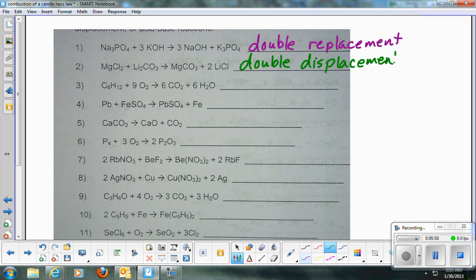What about number 3? Combustion. How did you get combustion, Kyle? There's a CO2 and H2O on the product side. That's a hint. And then you've got an O2 and a carbon compound. So this is combustion.